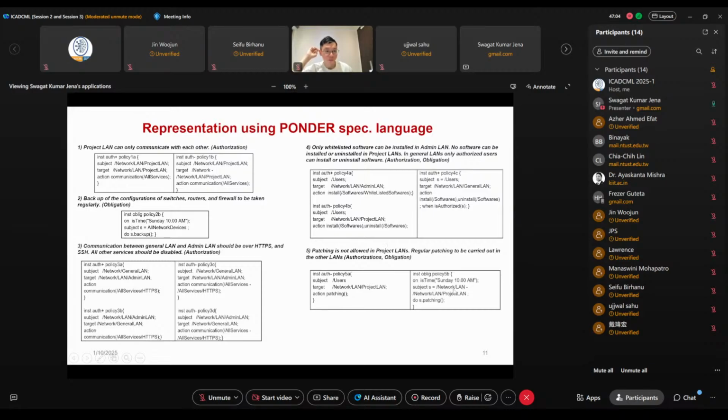So that means from the whole network, you exclude this project LAN, and in other networks, other LANs, you do a patching.